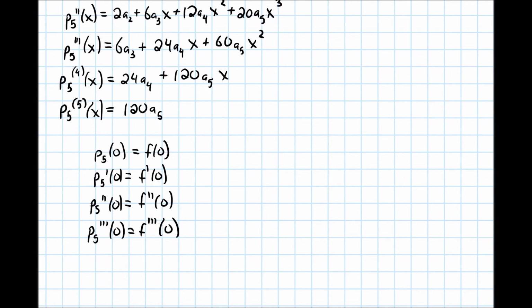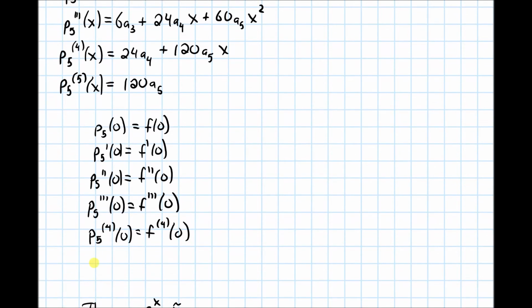In fact, we had written this down before. I'm just sort of reminding ourselves. So the fourth derivatives, even the fourth derivative of f, and then finally the fifth derivative. So p5, its fifth derivative, plugging in 0, and then the fifth derivative of our function e to the x. So all of those need to be the same.